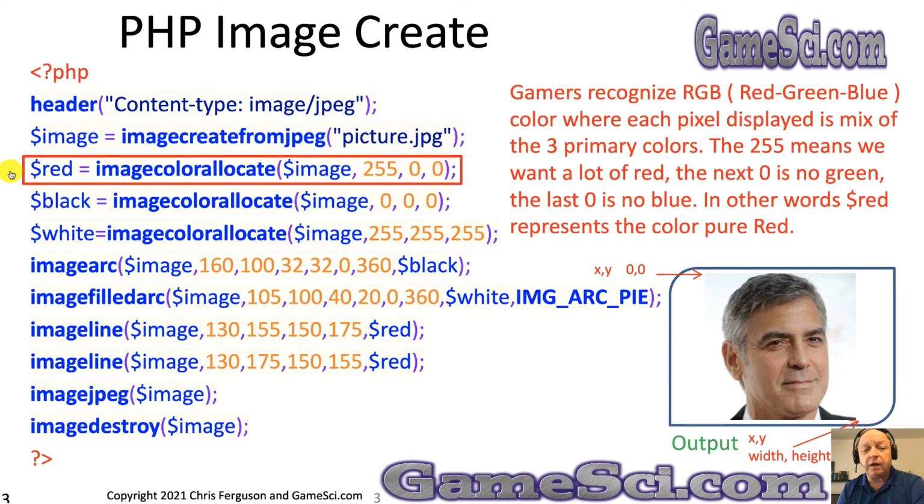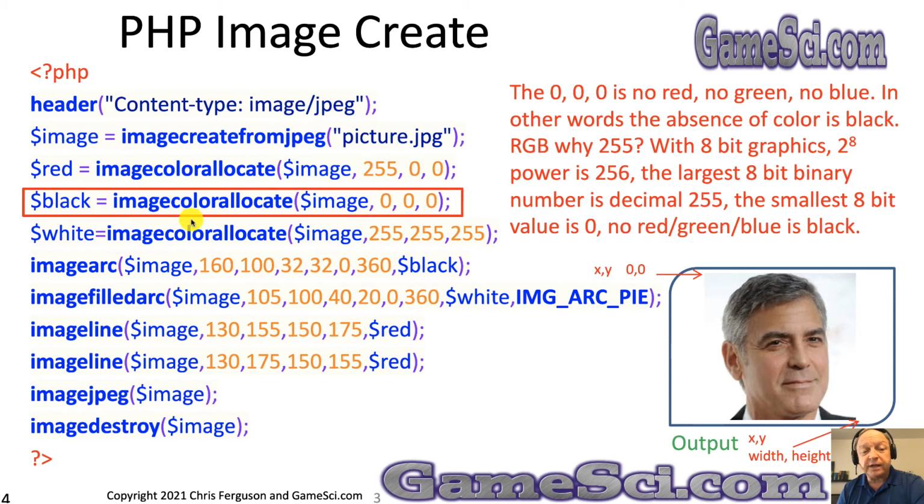$red equals image color allocate, and we'll pass it 255, 0, and 0. Gamers recognize RGB, red, green, blue color, where each pixel displayed is a mix of 3 primary colors. The 255 means we want a lot of red, the next 0 is no green, and the last 0 is no blue. In other words, $red represents the color pure red. $black equals image color allocate, $image, and this time 3 zeros. The 0, 0, 0 is no red, no green, and no blue. In other words, the absence of color is black.